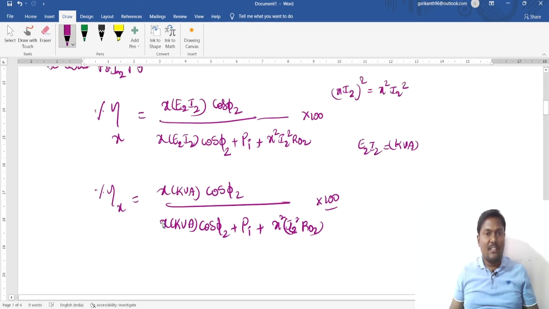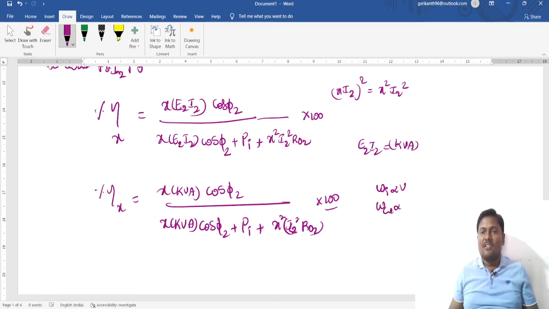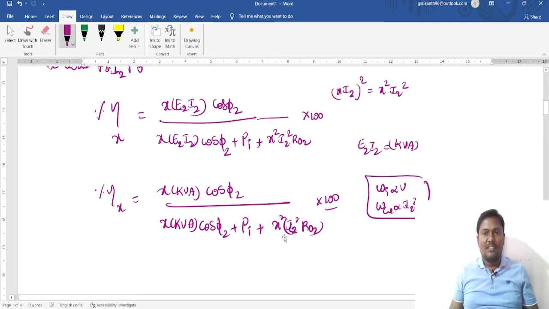The transformer rating is in kVA. Why? Because the iron losses depend on voltage and the copper losses depend on current. The losses do not depend on the power factor. The losses depend on the voltage and current. The temperature rise in any machine is due to the losses. There are two losses: iron loss and copper loss. Iron loss is directly proportional to voltage. Copper loss is directly proportional to current. The product of these two will give the volt ampere rating.